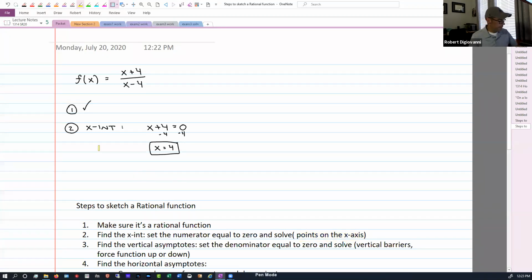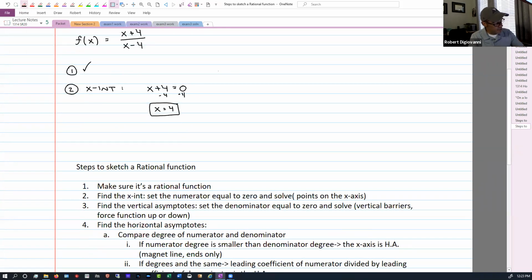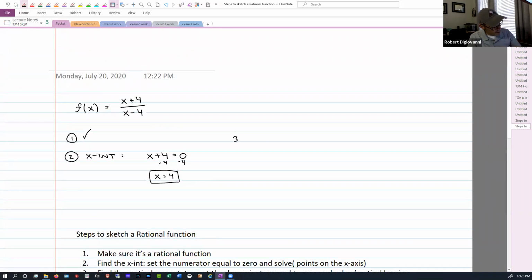Okay, step 3, find the vertical asymptotes. And to do that, we will set the denominator equal to 0, x minus 4 equal to 0. And add 4 to both sides, you get x equals 4. Now remember, this is not going to be a dot on the x-axis. This is going to be a vertical barrier that we are not allowed to cross. It's going to force our function up or down when we get to it.